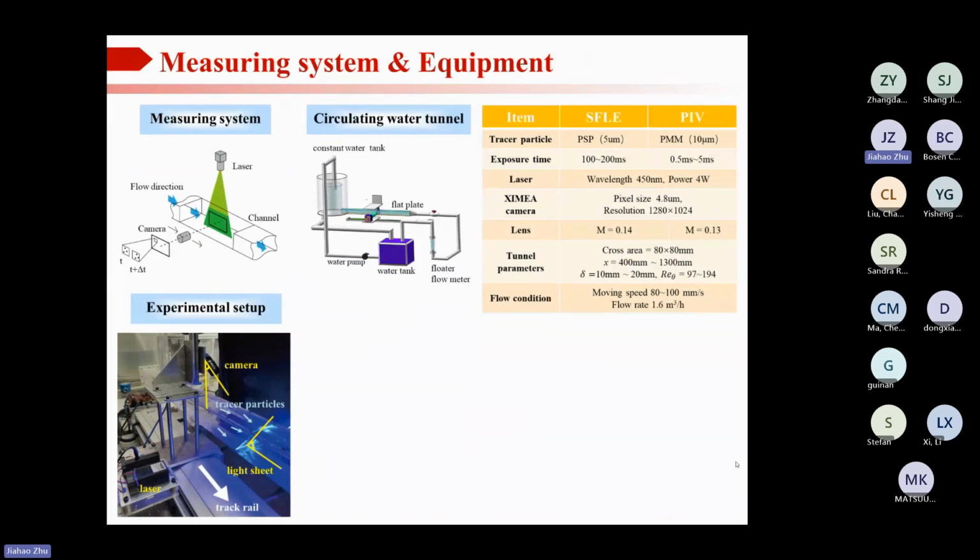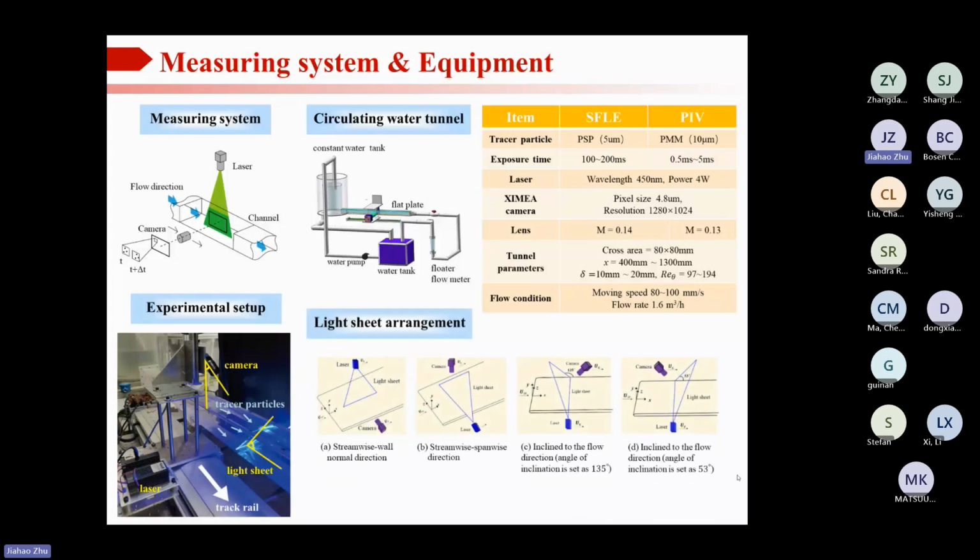We used the moving single-frame long-exposure particle image method and the moving PIV proposed by our research group to realize the measurement. The following is the arrangement of the sheet light. By changing the shooting angle, the flow structure and the dynamic development process can be clearly captured.